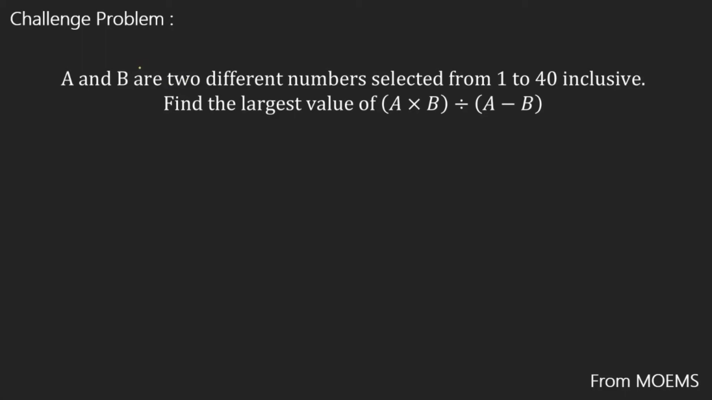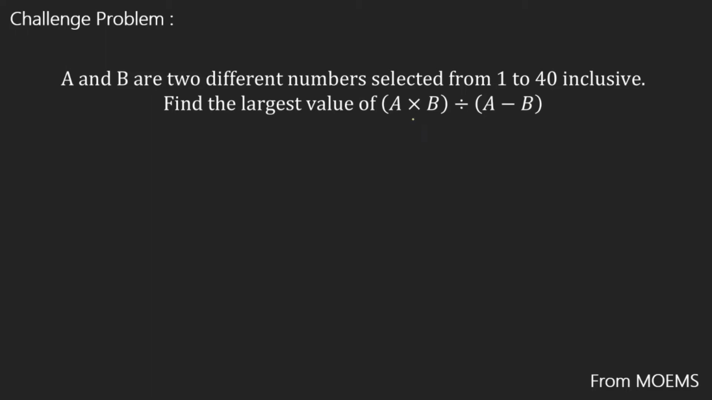Let's look at our last challenge problem. We have a and b are two different numbers selected from 1 to 40 inclusive. Now the word inclusive means that 1 and 40 are included in the set of numbers that we can use. Sometimes you will see the word exclusive, that means that 1 and 40 are not included in the set of numbers that we can use. They're being excluded. So in here, it's inclusive. So find the largest value of a times b divided by parentheses a minus b.